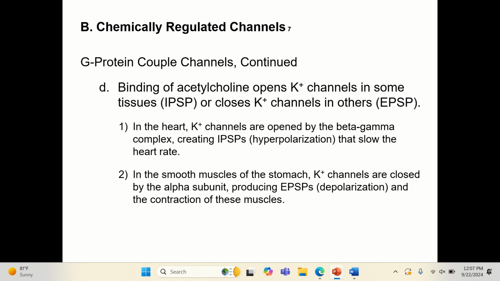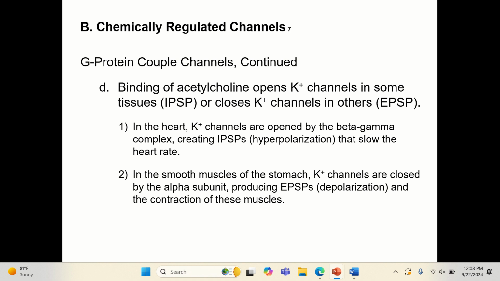This is kind of cool. Binding of acetylcholine opens potassium channels in some tissues, which would produce an IPSP, or closes potassium channels in others, which would be an EPSP. So this would be the resting and digestion. So in the heart, potassium channels are opened by the beta-gamma complex, creating the IPSPs, which is going to cause hyperpolarization and slows the heart rate.